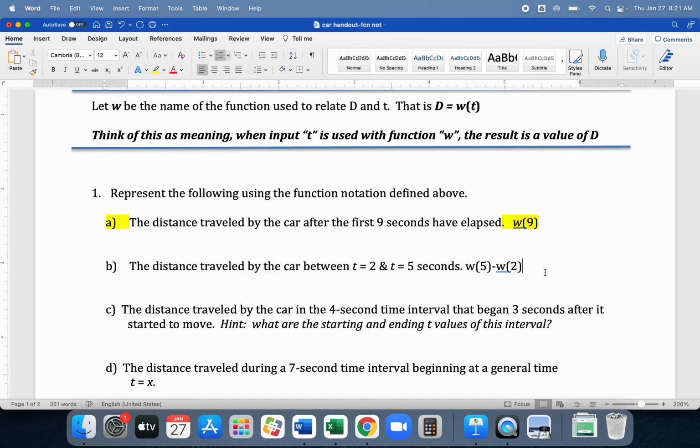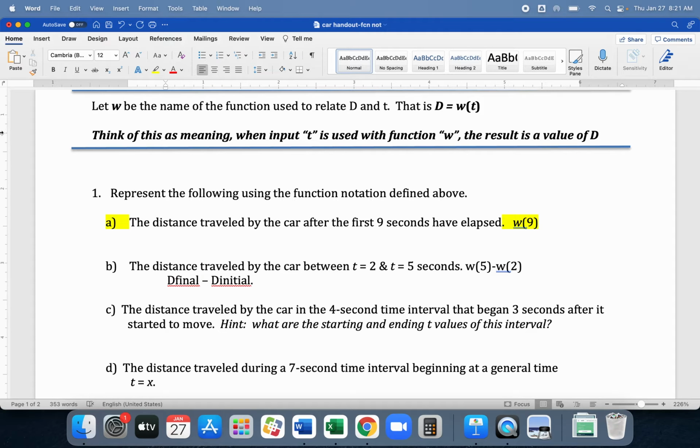So if it was at 60 feet at time 2, and at time 5 it was at 100 feet, and I subtracted those, that would tell me the 40 feet that it traveled during that time interval. But the concept that we're doing here is, I'm looking at D final minus D initial, or delta D.